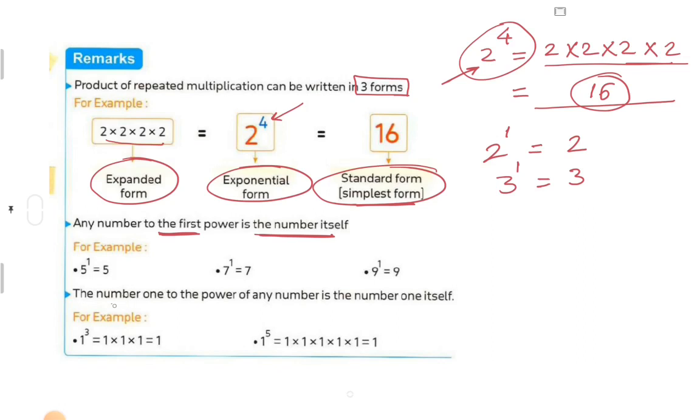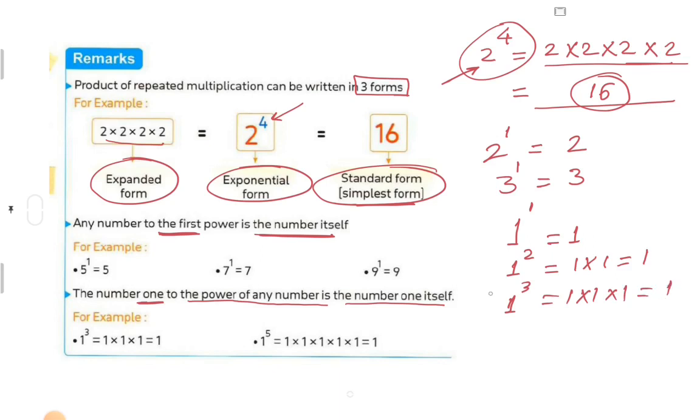And the number 1: 1 to the power of any number is itself. What does that mean? 1 power 1 equals 1. 1 power 2 equals 1 by 1, which equals 1. 1 power 3, 1 by 1 by 1, also equals 1. So 1 to the power of any number, to the power of 1, 2, or 3, is always equal to 1.